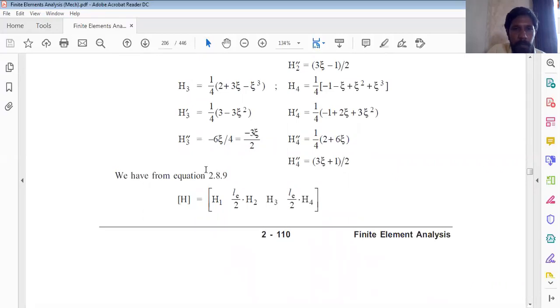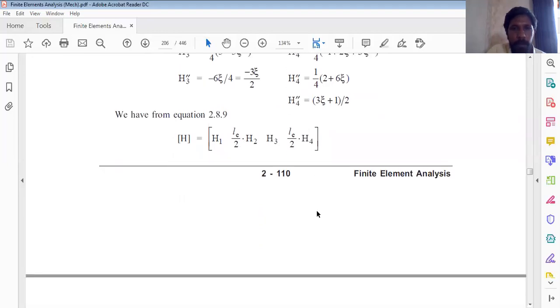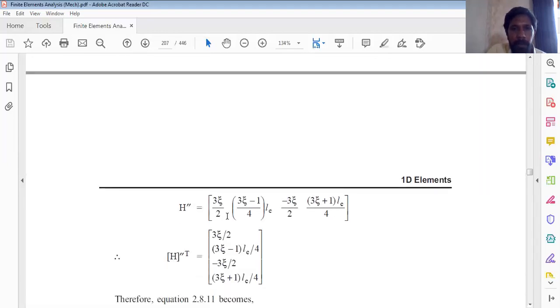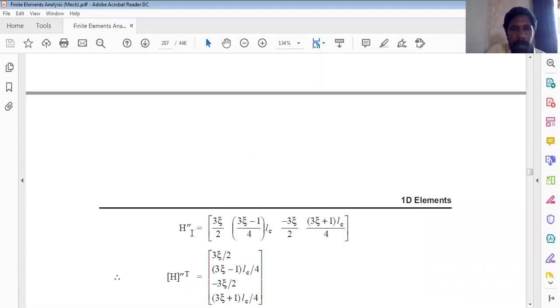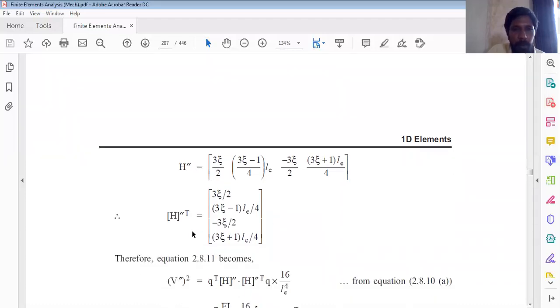So we know that h is nothing but h1, Le by 2 h2, h3, Le by 2 h4. So we have the terms of double differentiation. h double dash can be written as h1 double dash, which is 3 zeta by 2, h2 double dash, which is (3 zeta minus 1) divided by 2. Here we have to multiply by Le by 2 again. So minus 3 zeta by 2, and (3 zeta plus 1) by 4 into Le. This corresponds to h4 double dash, so h double dash is given by this matrix.